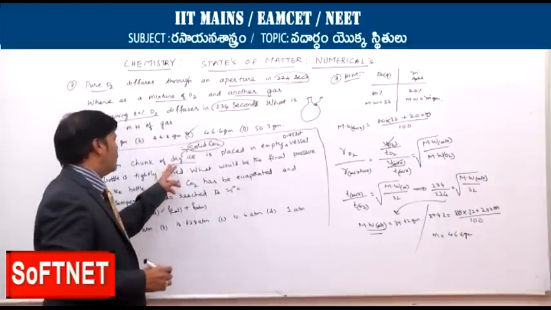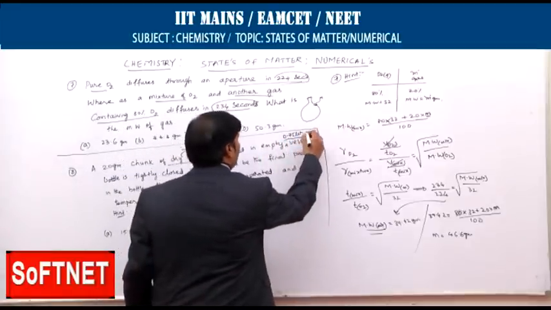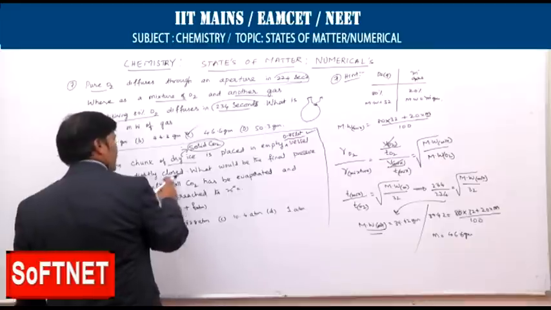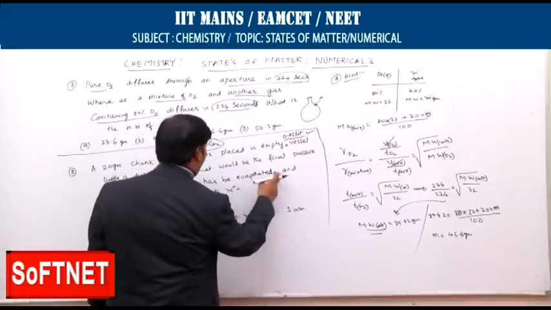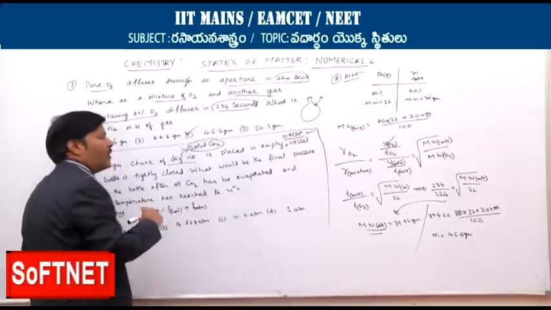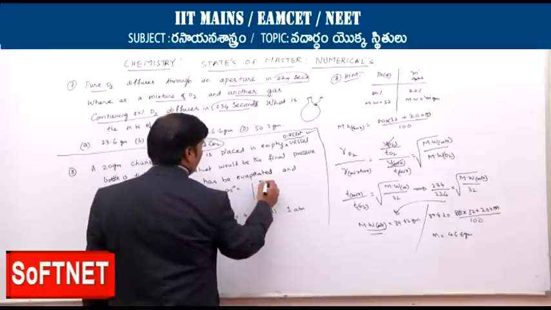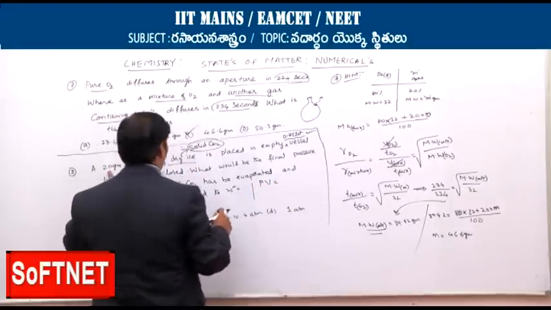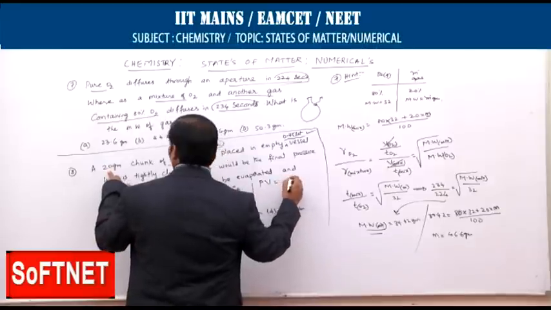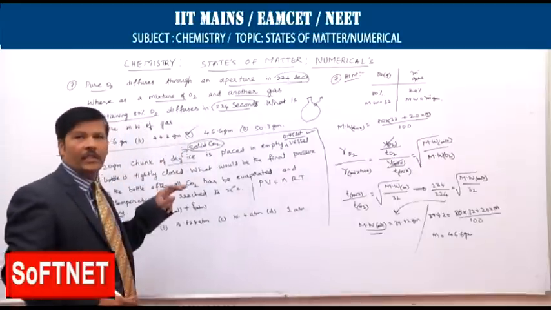20 grams of a chunk of dry ice is placed in an empty vessel of 0.75 liters. The bottle is tightly closed. What would be the final pressure in the bottle after all the carbon dioxide has evaporated and the temperature has reached 25 degrees centigrade? So you can directly apply the ideal gas equation, PV equals nRT, because he already gave the weight of the carbon dioxide.